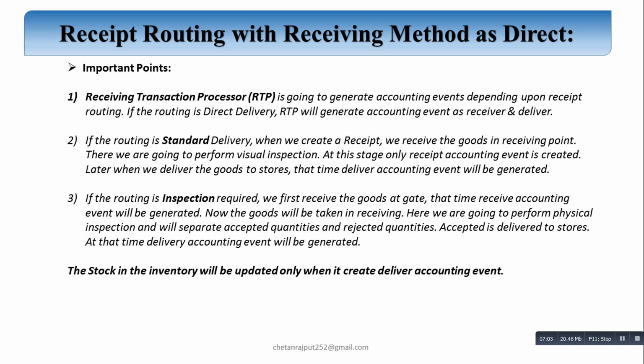Friends, we know that at the receiving transaction summary screen, when we open the screen, we get two entries for the receiver and deliver. Both entries are generated after the receiving transaction processor concurrent request is submitted. Second, if the routing is a standard delivery, when we create a receipt, we receive the goods at the receiving point.